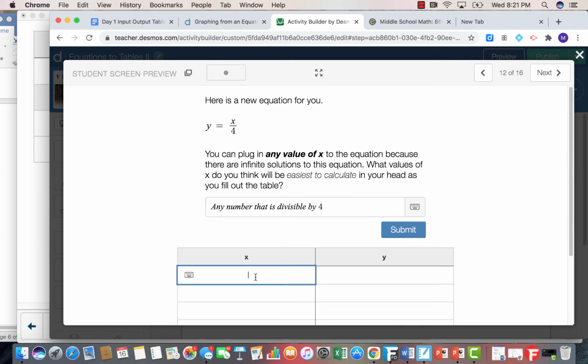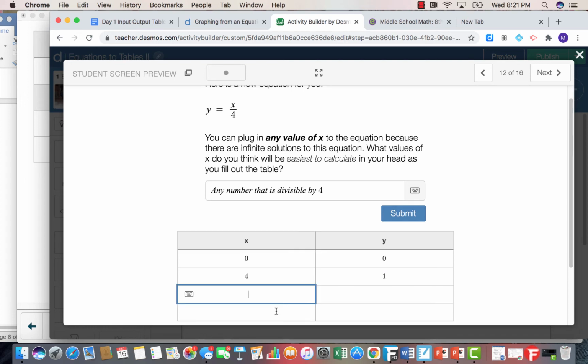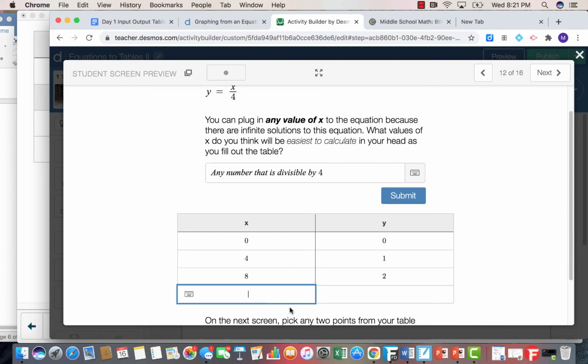So what I'm going to do is pick 0 because, hey, 0 divided by 4 is 0. Oh, proportional relationship. What do you know? If x is 4, 4 divided by 4 is 1. And this is pretty, isn't it? Nice, clean, whole numbers. We call these integers, right?